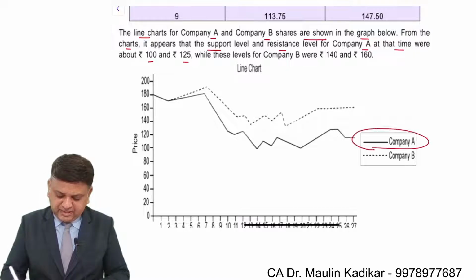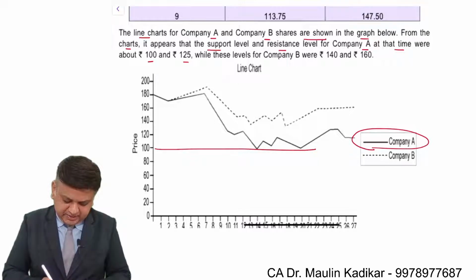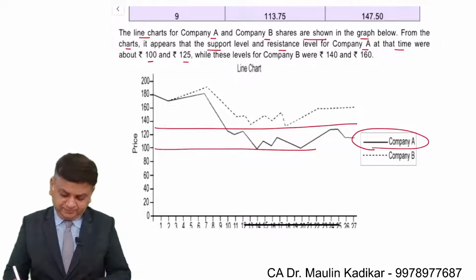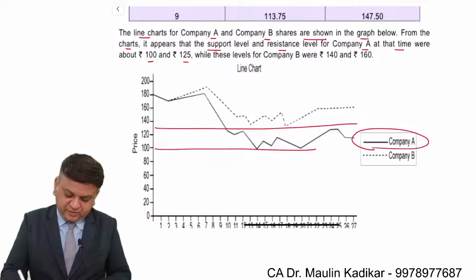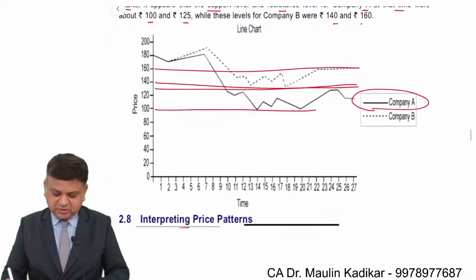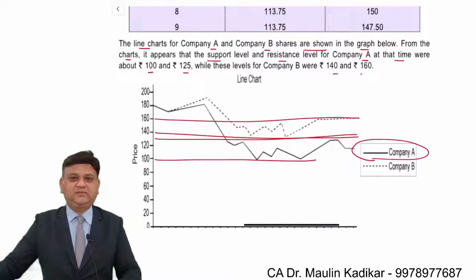So for company A, wherein this dark line is there, it is 100 and this is 125. This is in case of A, and for B it is 140 and 160. So for B it is 140 and it is 160. This is what we have as the support and the resistance level.